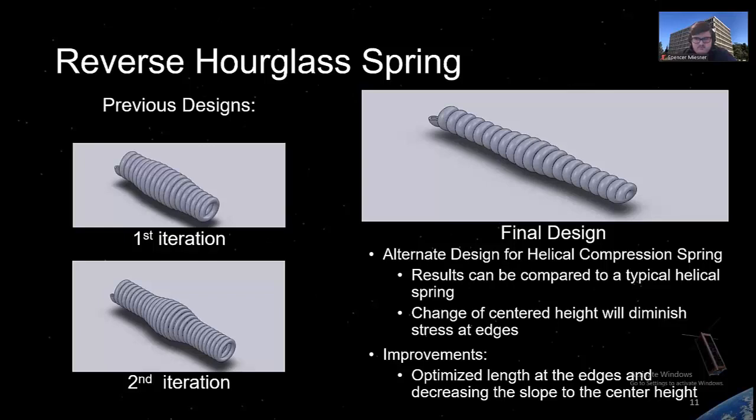As seen from my previous designs, from my first to second iteration, the increase in the length of the edges would allow for more flexibility to occur, but the drawback is that the slope in which the height at the center of the spring is increasing was too drastic. Therefore, for the final design, the slope at the center of the spring was decreased so that the change occurring within the center of the spring would be marginal.